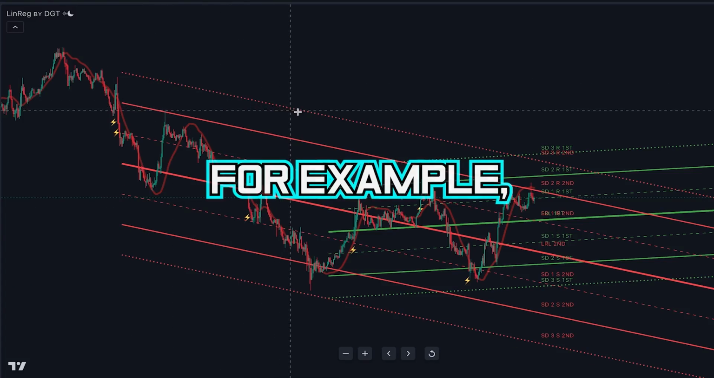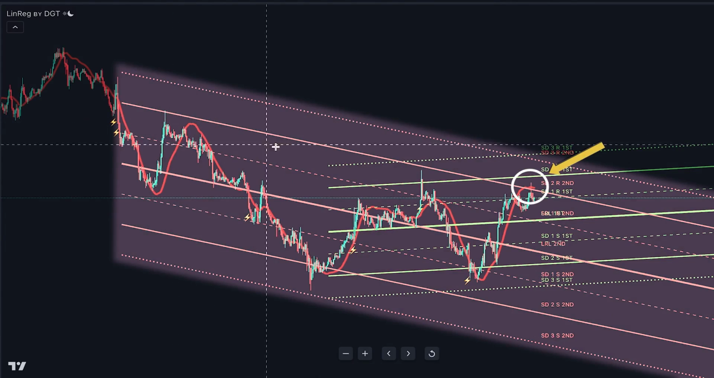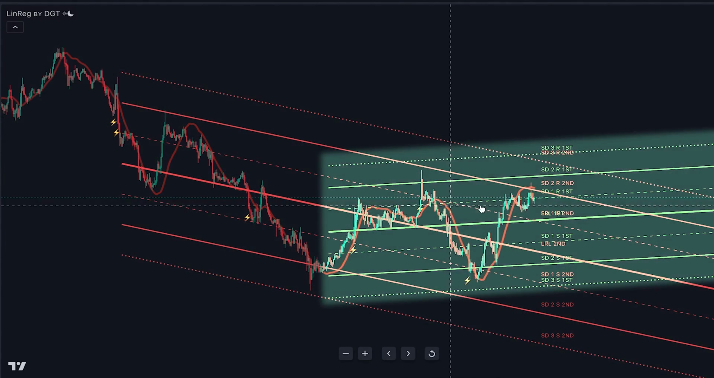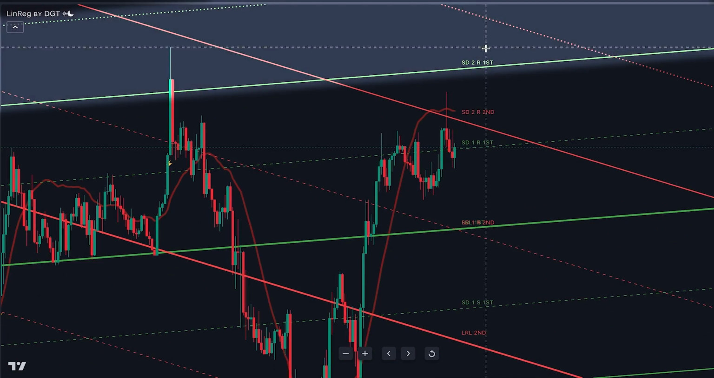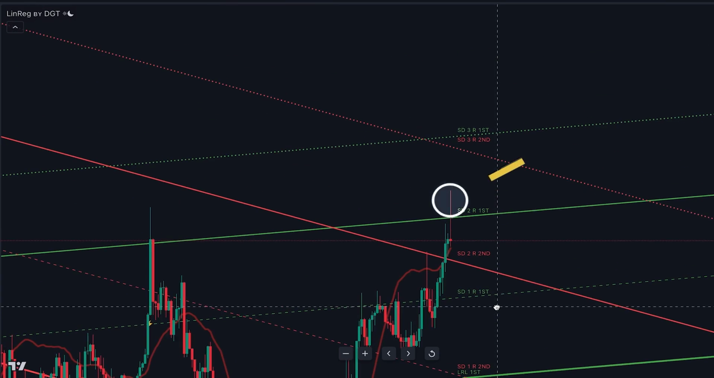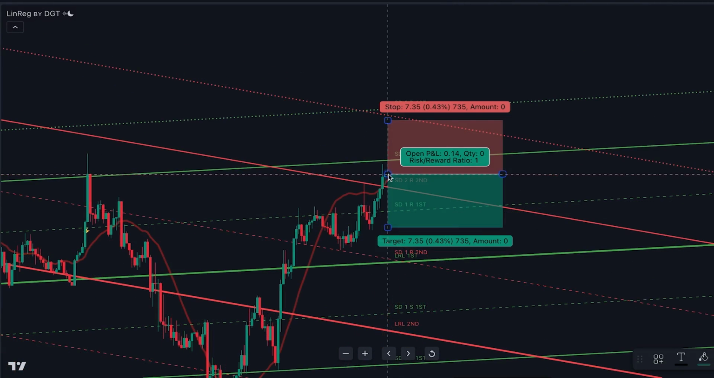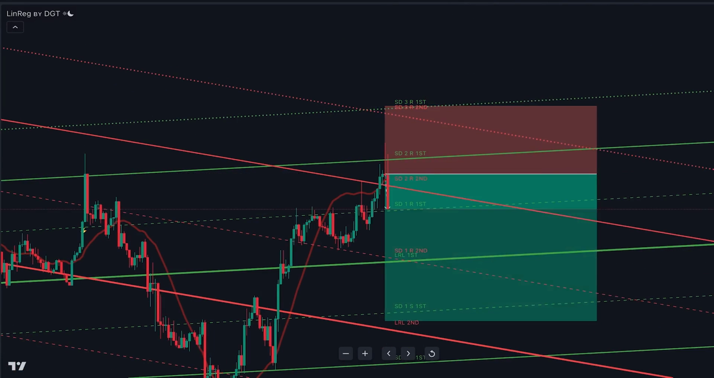For example, here we can see price has retraced into the upper 3rd standard deviation of a bearish channel, and if we look at the internal channel, we can see that it's a bullish channel. So we can wait for price to move into the upper overbought area of the internal channel and seek an entry back to the equilibrium of the daily channel. When taking these trades, you would always want to set your stops 1 deviation away from the current area of the daily channel.